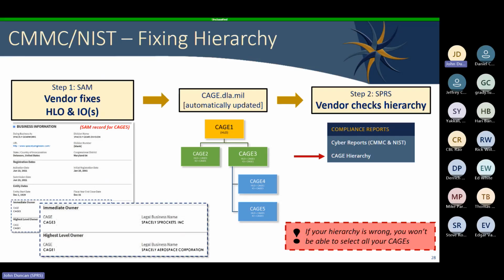When you've done that fix, that real-time data feed going to CAGE will send that over to cage.dla.mil, and then your hierarchy will be accurate in CAGE. They send their data to SPRS. We have a near real-time data feed with CAGE, and we get updates every hour. So if you update this in SAM, normally we say it takes 24 to 48 hours.